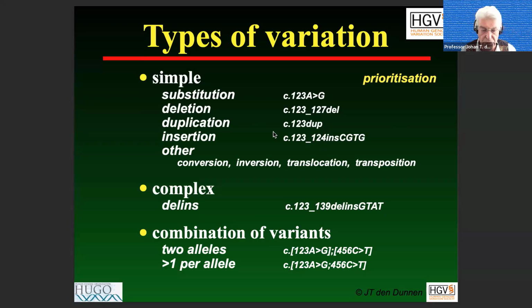You can also use allele description, so indicate that variants were found on one allele only or on 2 different alleles. And as I mentioned before, also in the questions, there is some kind of prioritization. What description should be used when there are several options?